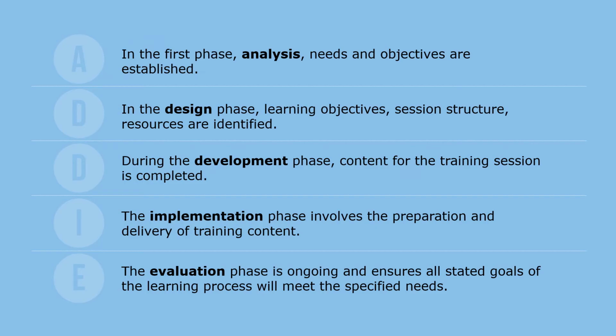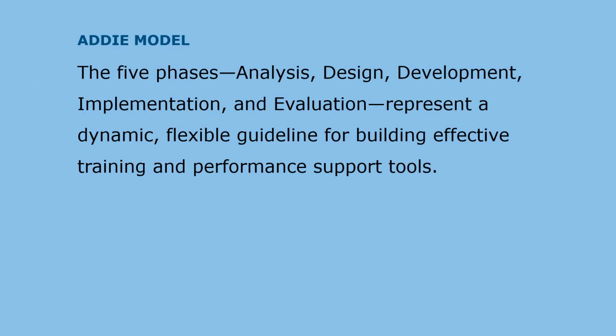The ADDIE model is a framework that trainers use to develop great training courses. In the first phase, analysis, needs, and objectives are established. In the design phase, learning objectives, session structure, and resources are identified. During the development phase, content for the training session is completed. The implementation phase involves the preparation and delivery of training content. And finally, the evaluation phase is ongoing and ensures all stated goals of the learning process will meet the specified needs. The 5 phases, analysis, design, development, implementation, and evaluation, represent a dynamic, flexible guideline for building effective training and performance support tools.